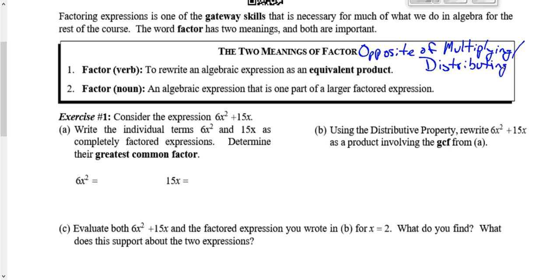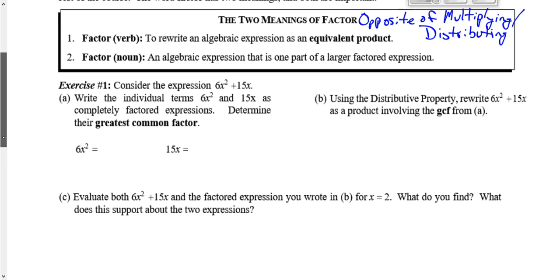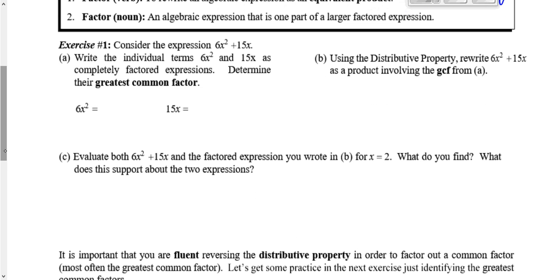And then after you factor something, you will have what are called the factors of the thing you factored. So it's also a noun. Anyway, exercise 1. We're looking at an expression here: 6x squared plus 15x. You've all heard the term greatest common factor, have you? Okay. That's just the largest thing that can be divided out of two or more things, the thing they share in common.